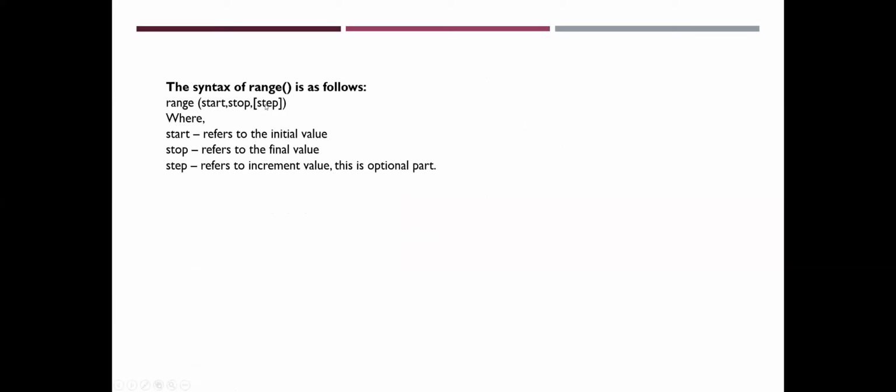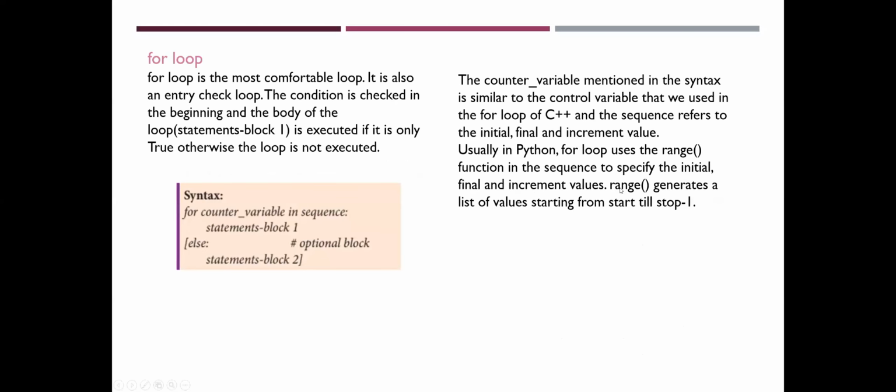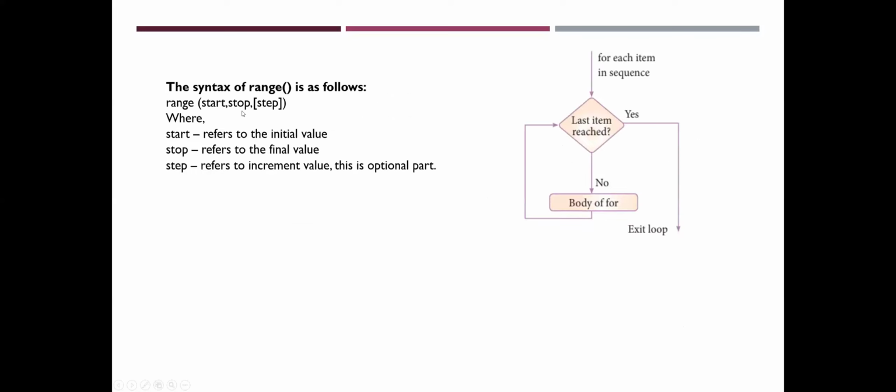The start gives the condition at which the for loop starts, and the stop gives the final value where it should stop. The stop is always stop minus 1. It means if we give 5, it will stop at 4. That's the condition for this range syntax. The range function generates a list of values starting from start up to stop minus 1.